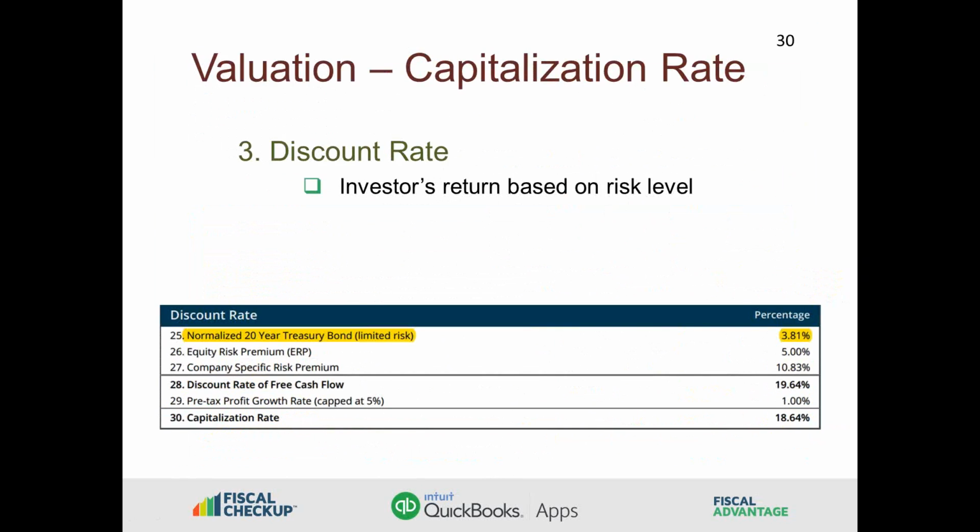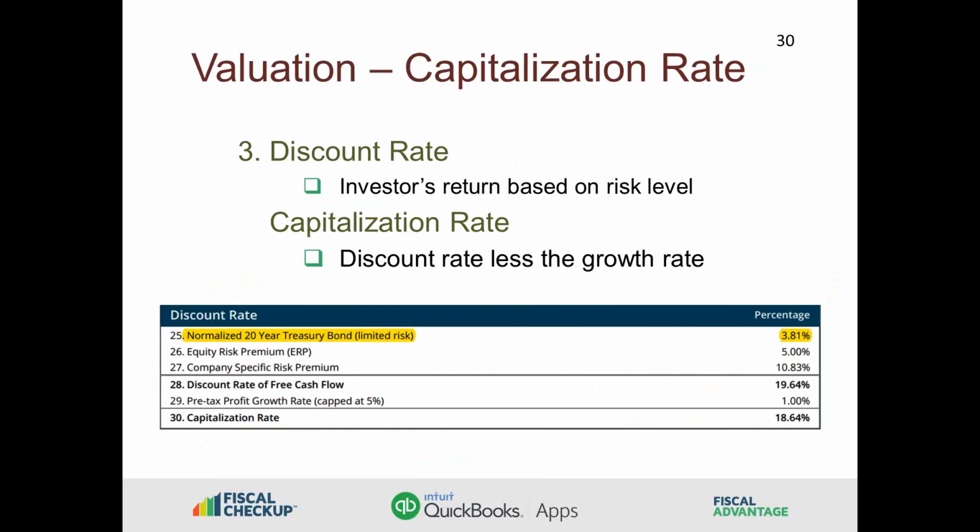The third critical valuation input from our funnel that we need to calculate or build is actually the discount rate, which is the return an investor would expect for a given risk. Now, the capitalization rate is simply the discount rate less the growth rate of profits. Profit growth can greatly impact future cash flow, and so the larger the growth rate, the smaller the capitalization rate, and the higher the value of the business.